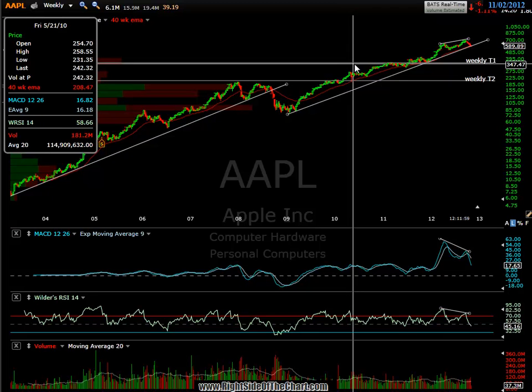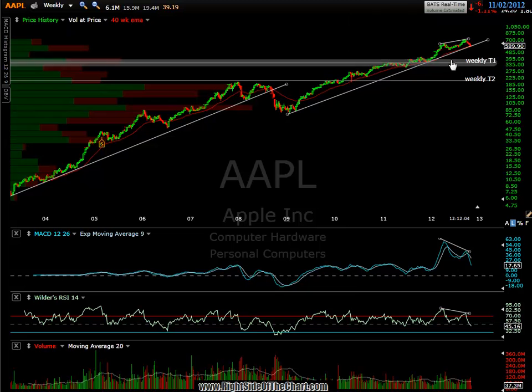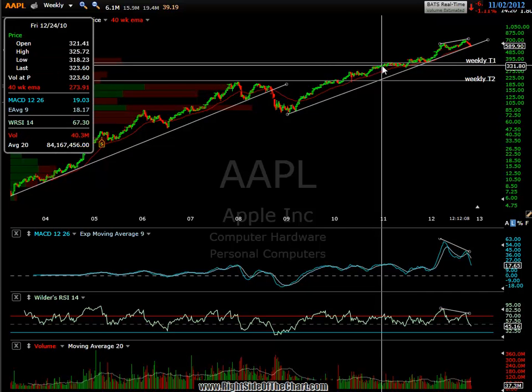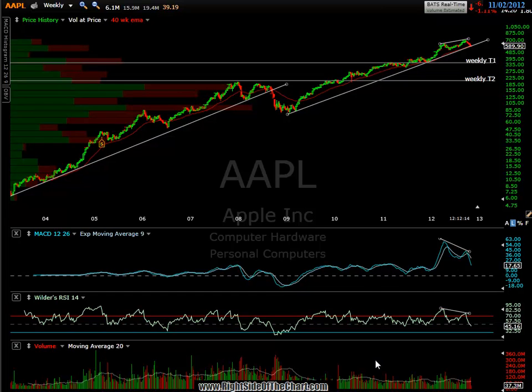I do feel highly confident that over the next coming months, Apple will see at least this first target on the weekly chart, which is about, might not have it exactly on here, we'll call it 365, somewhere in there.